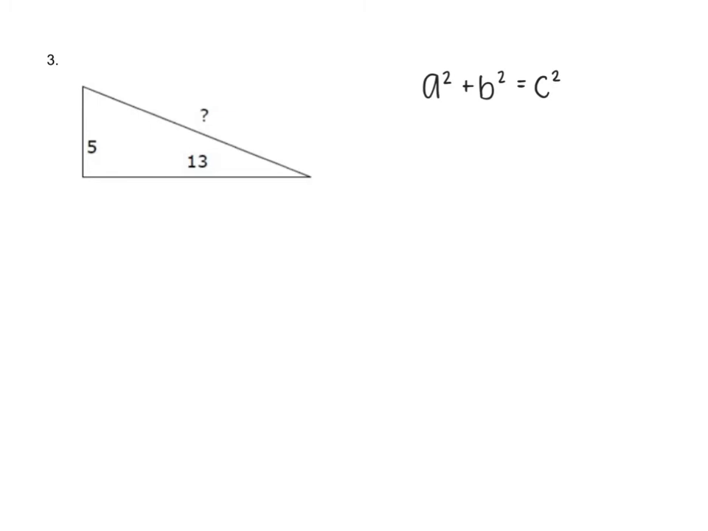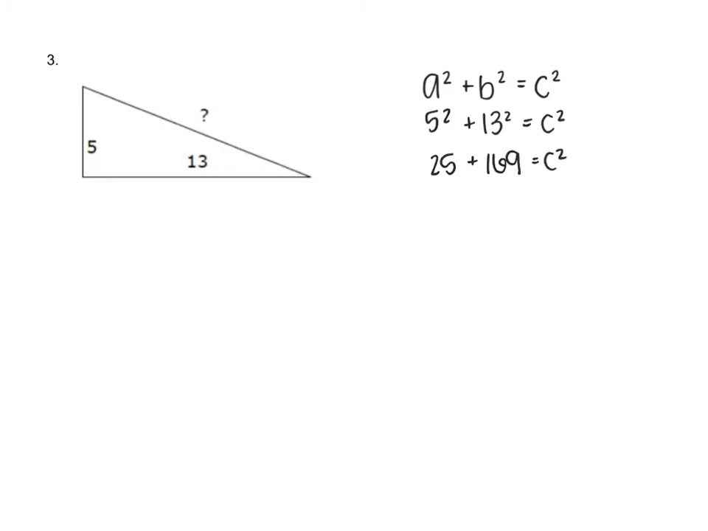For question 3, we're given 5 and 13. Both represent legs, and we're trying to solve for the hypotenuse. So we're going to substitute in those values to the Pythagorean theorem equation over here. We're solving for c. So we're going to change 5 squared to 25 by calculating 5 squared. 13 squared, we do the same thing, equals c squared.